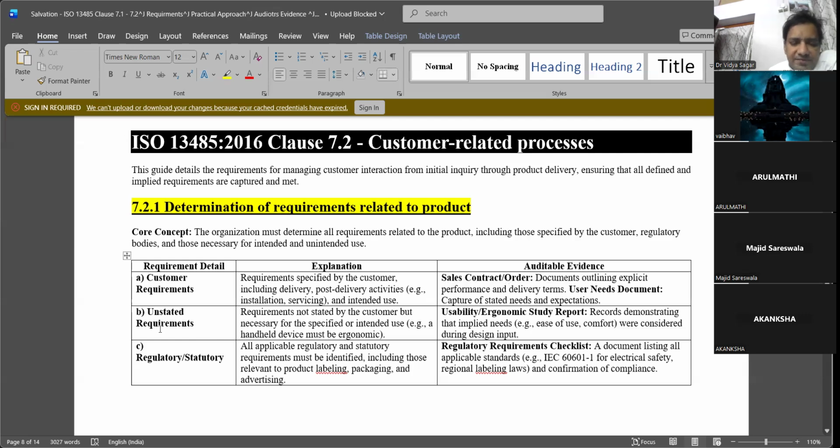Then there are unstated requirements. There will be some requirements which won't be mentioned but are necessary. Like, say, I want a sturdy ergonomic design or the shape of the packing to be like this. They may not mention it in the document or the purchase order, but we can design a very good, aesthetic, beautiful packing.